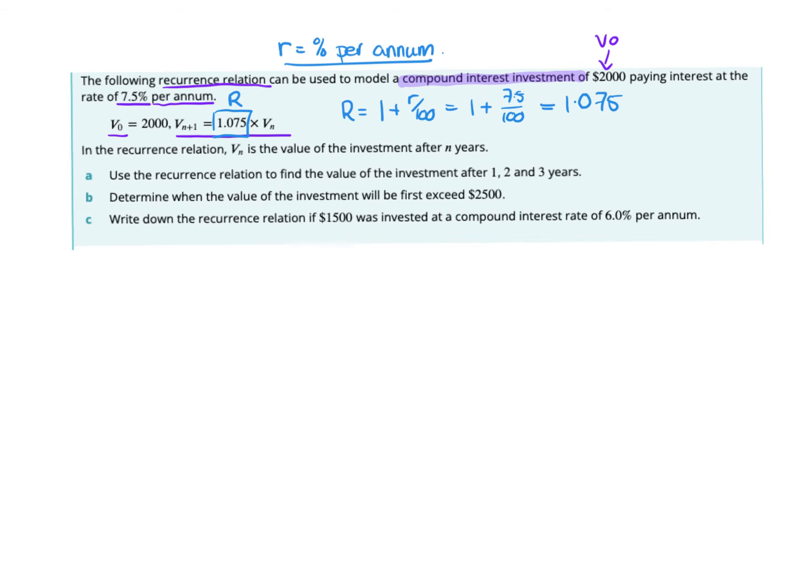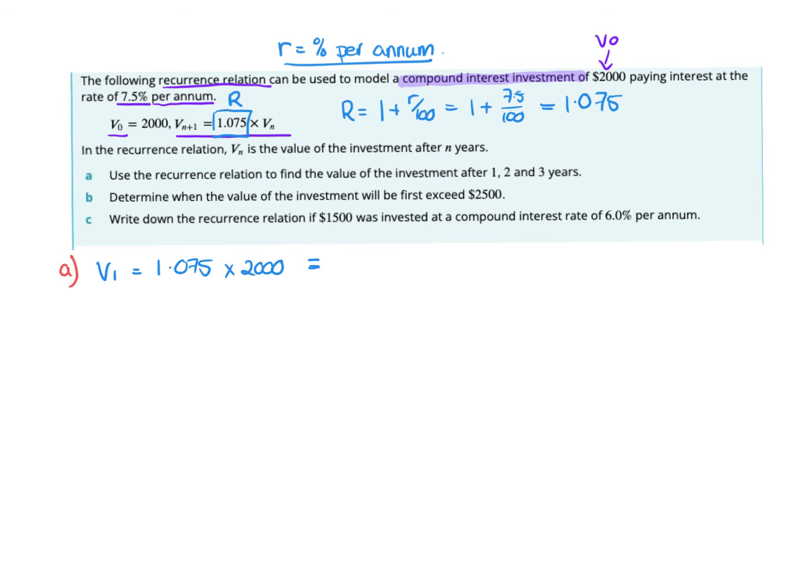Okay, so let's go through these questions. It says, use the recurrence relation to find the value of the investment after 1, 2, and 3 years. So often in our tests and in our exams, they're going to say show, so I'm going to pretend to say show. So we're going to use the recurrence relation to show the value after 1 year. So V1 would equal 1.075 times the one before, which would have been V0. So we'll do that, and then we'll get an answer.